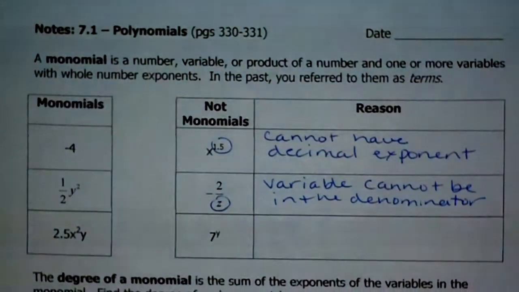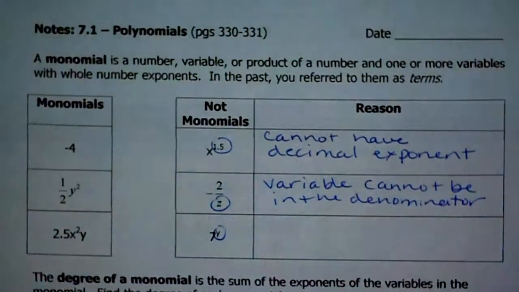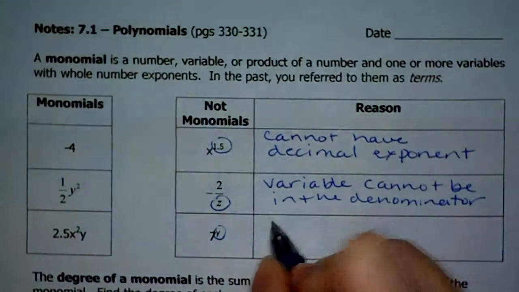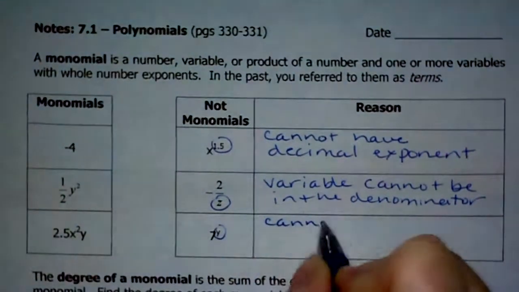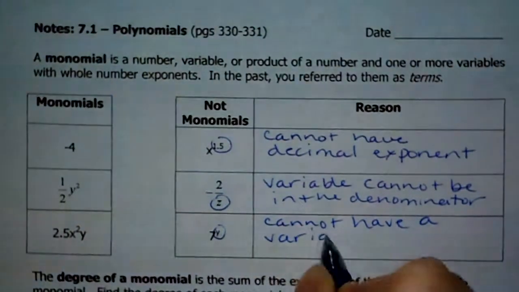And last but not least, in this little set, I have 7 to the y power. And you might be thinking, well, that's fine. Y doesn't look like it's a decimal. Well, couldn't it be? Couldn't y be anything? Yeah, so if you see it like this, this isn't considered a monomial because you can't have a variable exponent. Cannot have a variable exponent.